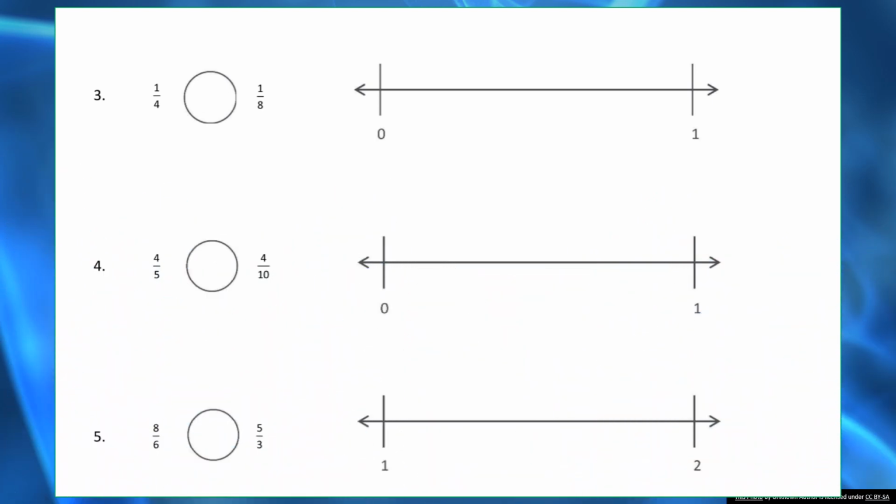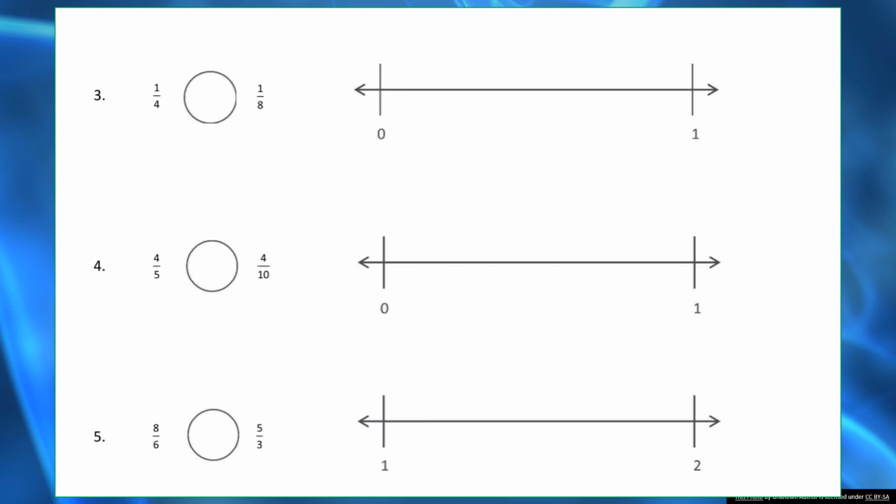Okay, now let's take a look at number 3. For number 3, we're comparing 1/4 and 1/8. So let's go ahead and partition our number line. First, we're going to partition our number line into fourths. Then we're going to partition our number line into eighths. So let's go ahead and partition our number line into fourths.